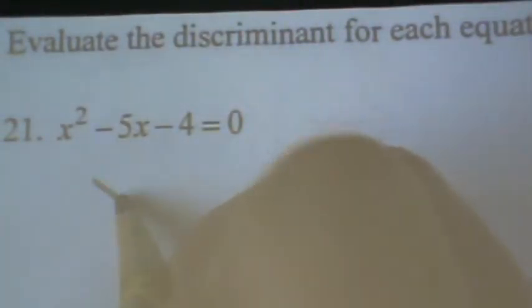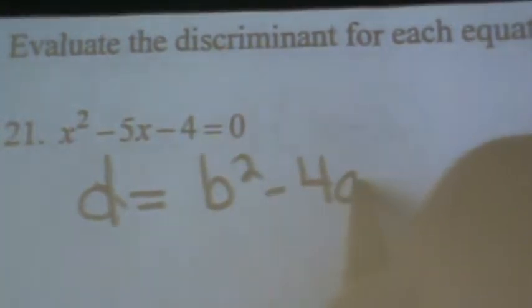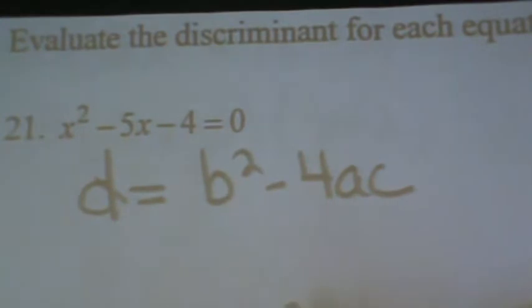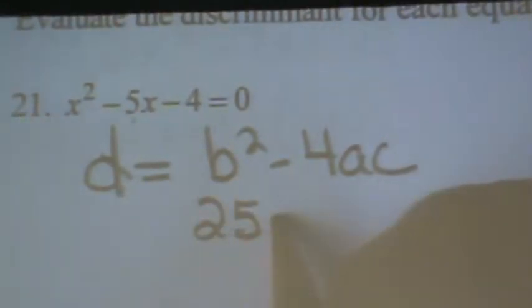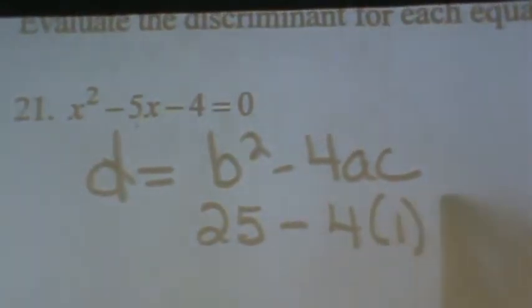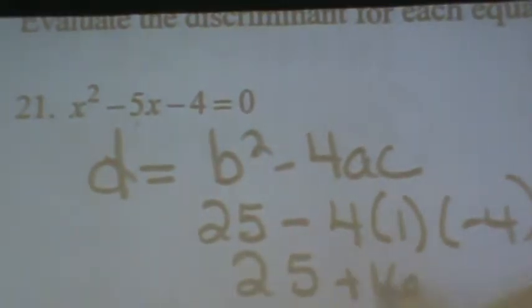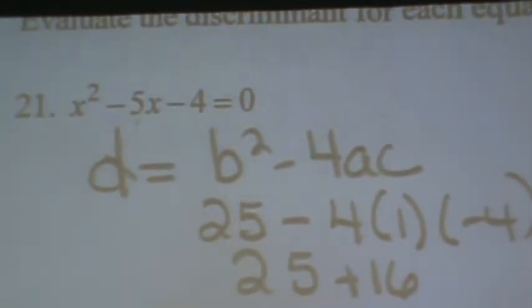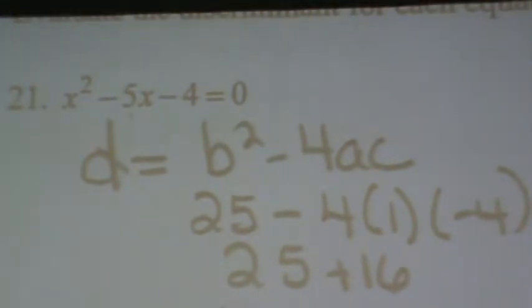21. How do you find your discriminant? What do you do? Your discriminant is equal to b squared minus 4ac. Do not do the square root of it, just b squared. So what is the b value? It's -5. -5 squared is 25, minus 4, a is 1, -4. So what is your discriminant? It's 41. What does that mean? It means there are 2 solutions. Questions?